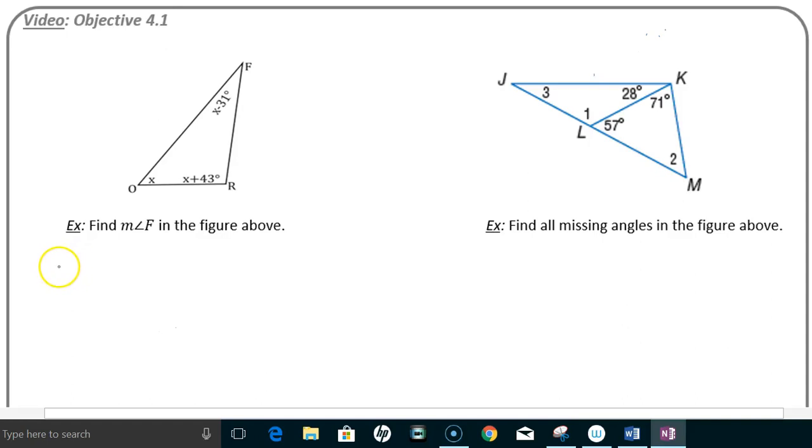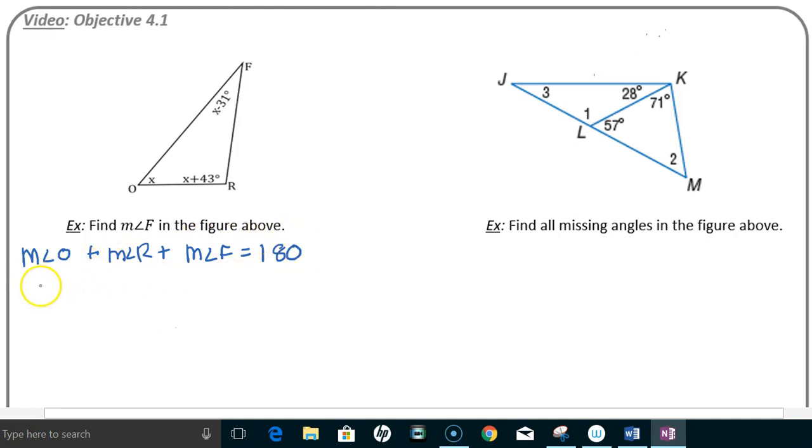In this video on Objective 4.1, we'll use the Triangle Sum Theorem to find the measure of angles in triangles. So for the figure on the left, it's a triangle, triangle ORF. We know that the measure of angle O plus the measure of angle R plus the measure of angle F must be equal to 180 degrees. That would be your Triangle Sum Theorem equation.